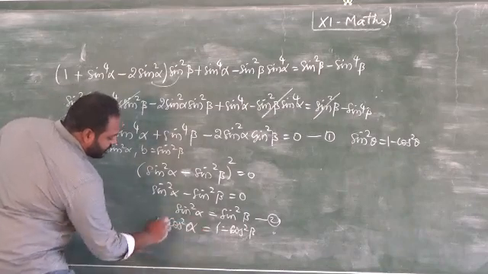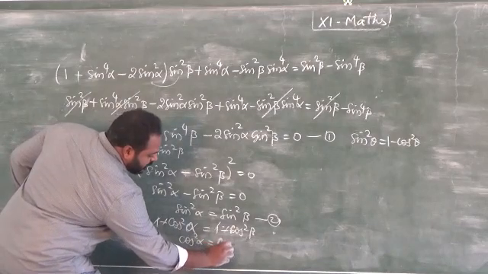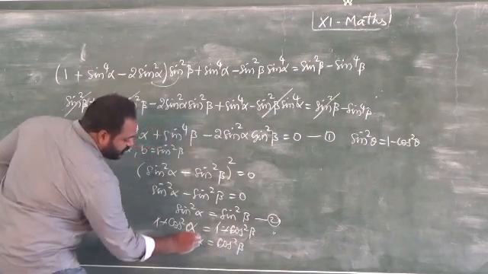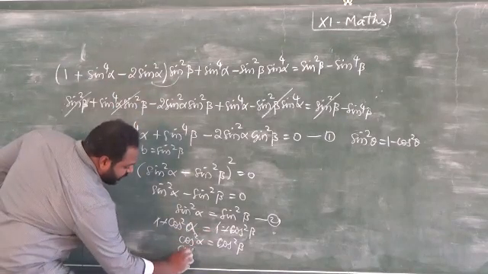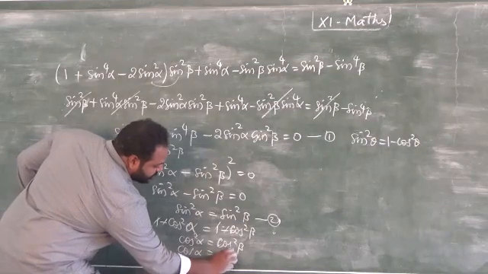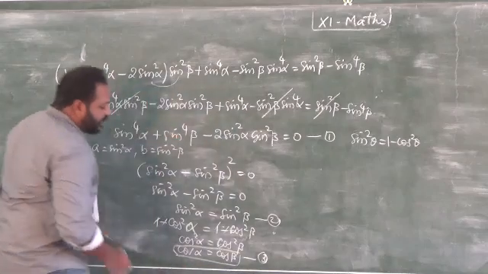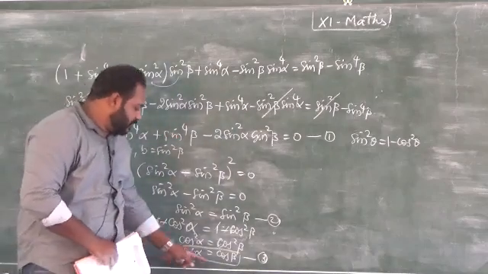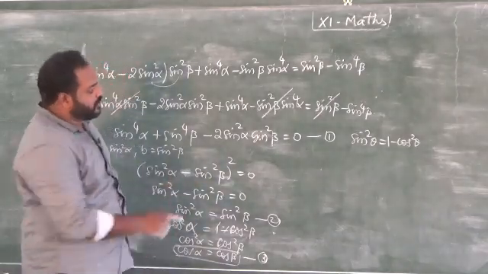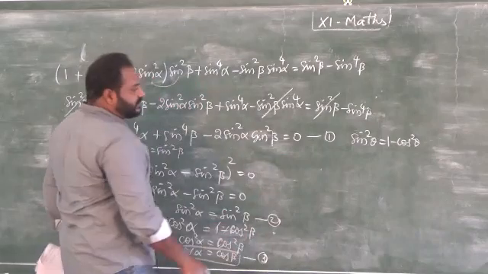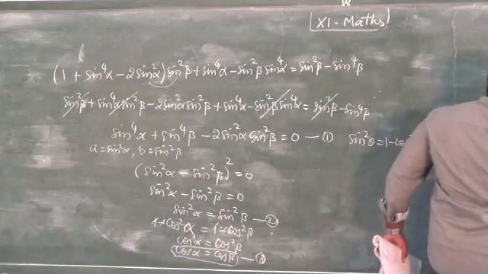So 1 will be cancelled, minus will be cancelled. So cos square alpha equal to cos square beta. So we can remove this power both sides commonly. So it will be cos alpha equal to cos beta. So this is result 3. So in this case also we have alpha and beta both angles equal. So by these 3 results, I am going to prove the subdivisions 1 and 2.